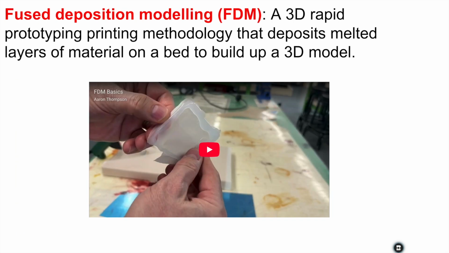Fused deposition modeling is a 3D rapid prototyping printing technology that deposits melted layers of material on a bed to build up a 3D model. Please just watch this video. It's short and it kind of goes through some important ideas about how FDM actually works and gives you an example using a hot glue gun.